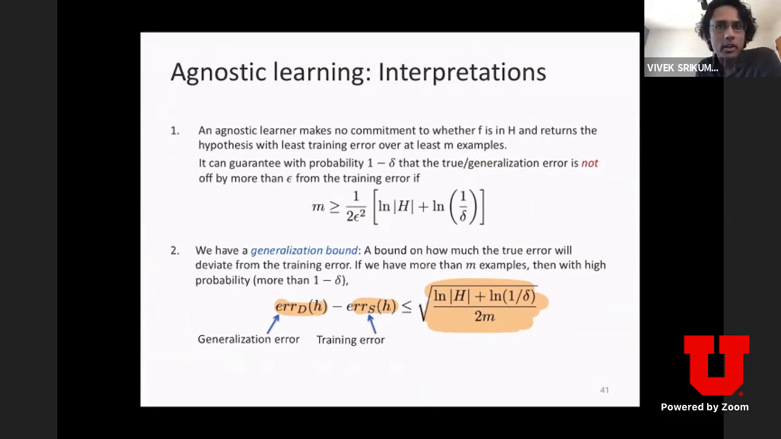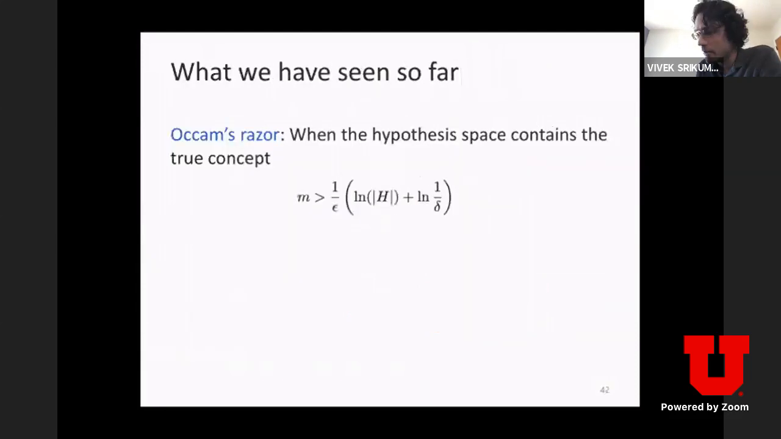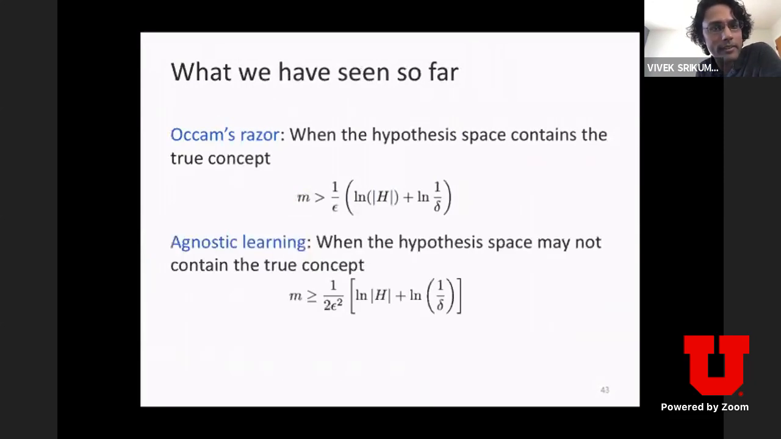So we have maybe a minute or two left. Let me very briefly summarize. What we saw so far on last Thursday, we saw this Occam's razor. When the hypothesis space contains the true concept, the sample complexity says, if I have m greater than this quantity here, these many examples, then I can prove with high probability the classifier is going to be good enough. It's going to have error less than epsilon.